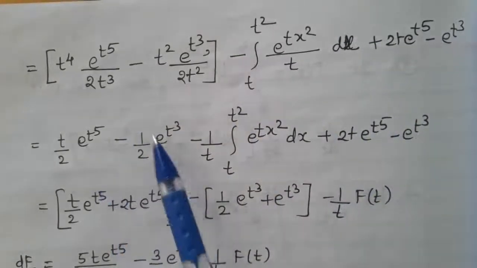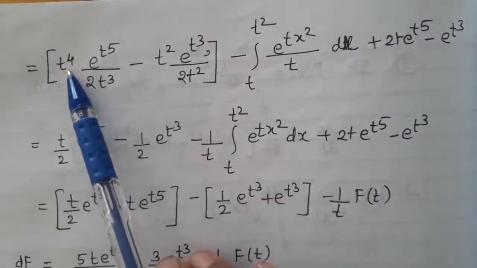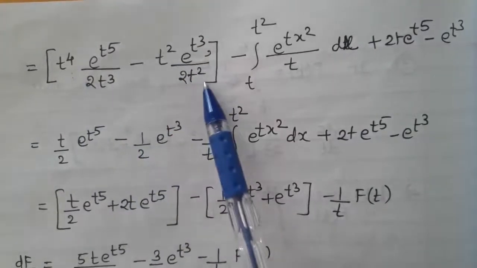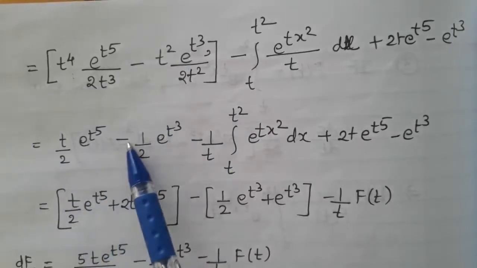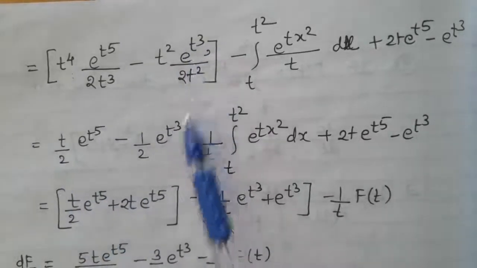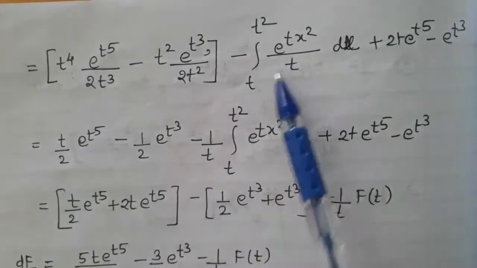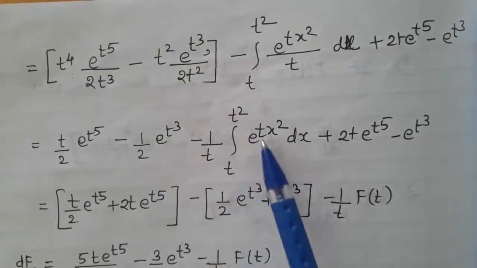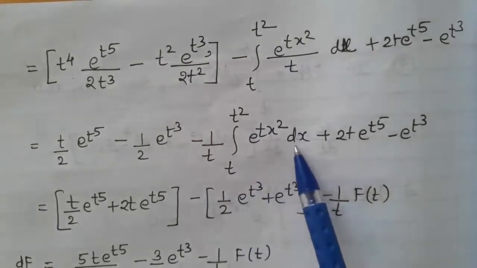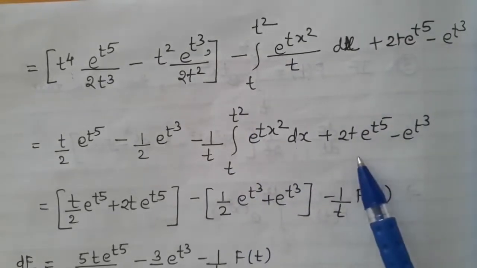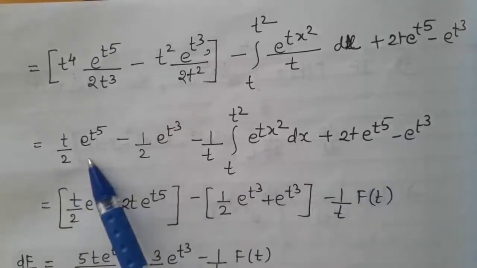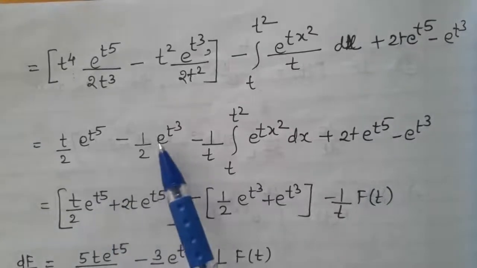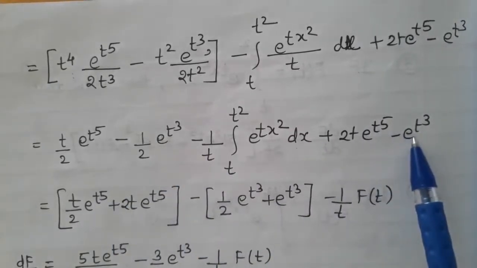So simplify this, open the bracket, let us cancel the common terms: t cube will get cancelled, t square will get cancelled. So the first term becomes t by 2 e raised to t raised to 5, minus 1 by 2 e raised to t cube, minus, take 1 by t outside, integral of t to t square e raised to tx square dx, and write the last two terms as it is. If you observe, this term and this term are the same, so you can add their coefficients, as well as this term and this term. So by taking e raised to t cube common, you can add these two terms.